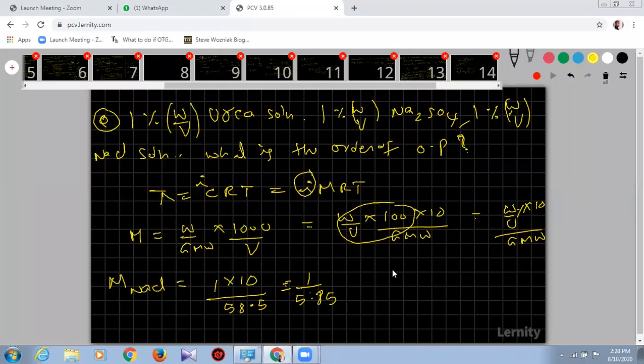Now molarity of Na2SO4. Same formula you apply: weight by volume percentage 1 into 10 by the molecular weight of sodium sulfate. How much is the sodium sulfate molecular weight here?